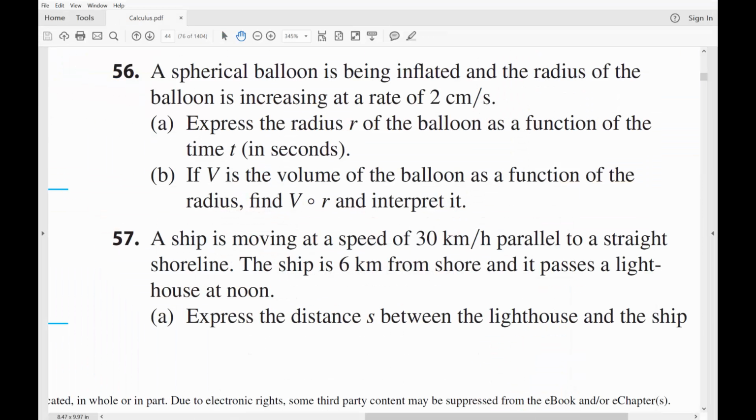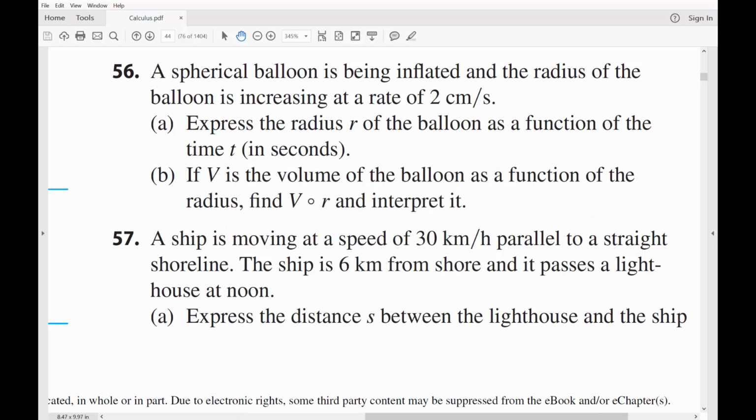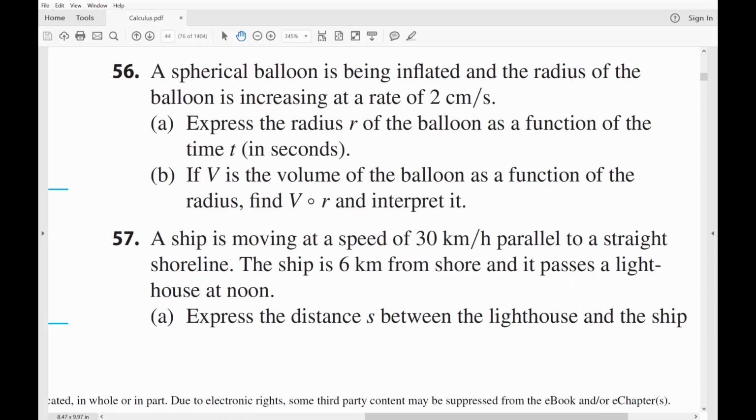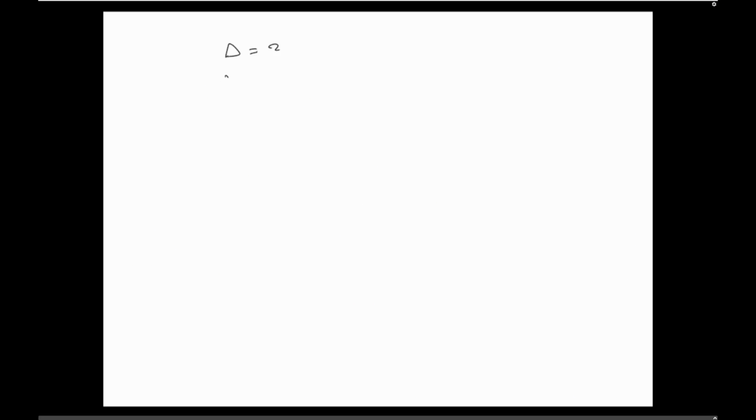And the question says, we have a spherical balloon which is being inflated, and the radius of the balloon is increasing at a rate of... So we have the rate of increase equals 2. And it says express the radius r of the balloon as a function of time in seconds. So what we want to get is r as a function of time in seconds. And we also know that delta r equals 2.